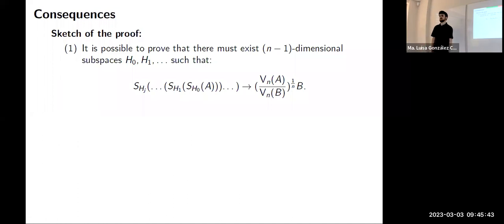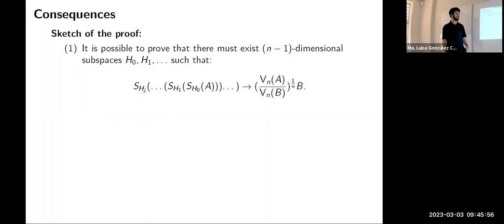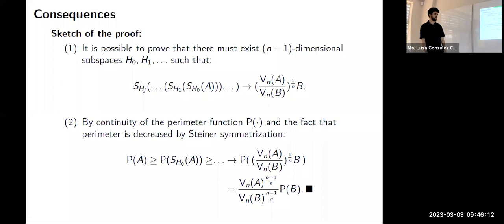Well, one can prove that there must exist some n-1 dimensional subspaces H0, H1, H2, and so on, such that this sequence of iterated symmetries converges to a ball with this modification, it's called scaling, right? One can prove that there exist such subspaces such that we have this. Also, we have continuity of the perimeter and the fact that the perimeter is increased by Steiner symmetrizations.